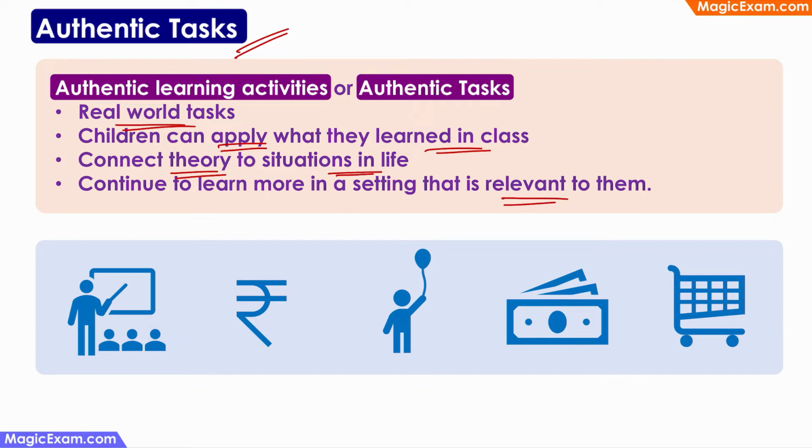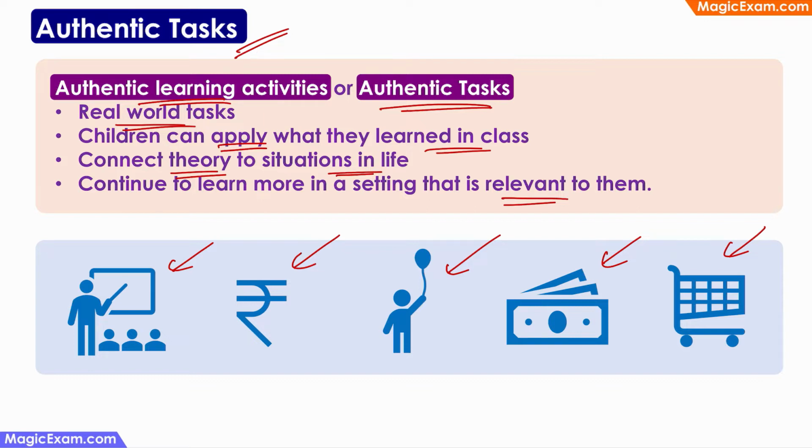For example, in a classroom, you are teaching children about the concept of money. So they have just learned the theoretical aspect. However, after you teach them in the classroom, if you give them some money and you send them to the market or send them to the shop and ask them to buy something, then they get to experience this in real life. They get to understand how we use money for shopping in real life. So that way, authentic tasks or authentic learning activities are those activities or tasks which children can actually practice in real life.